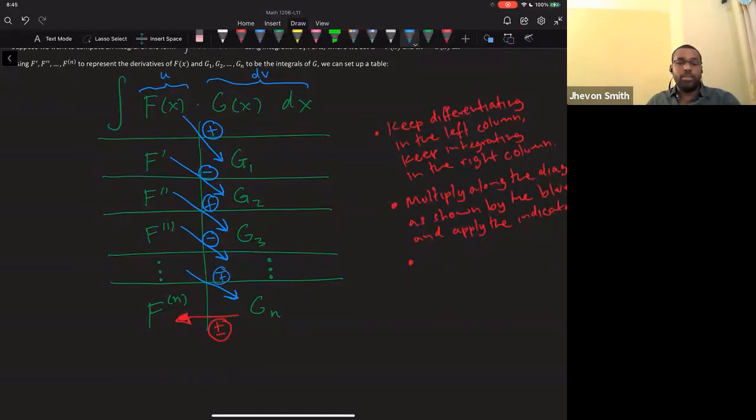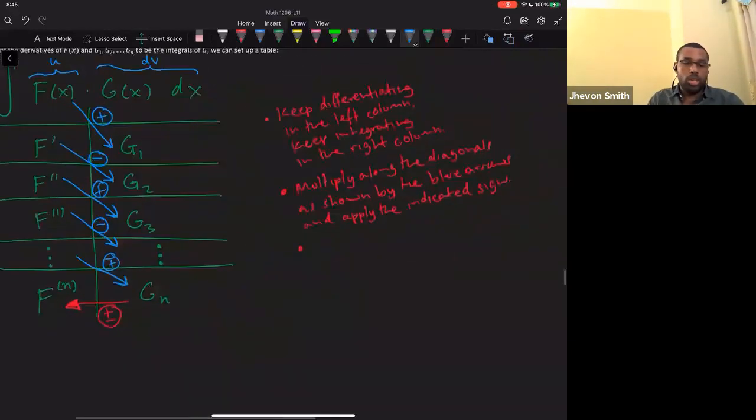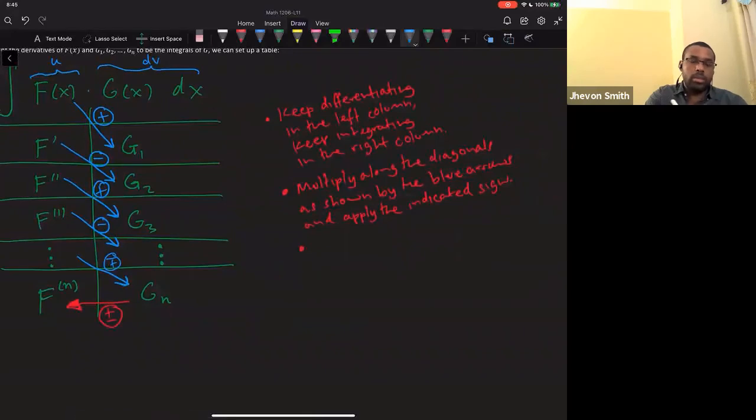And you have this pattern. And what you would do is, for the last red arrow, you will integrate the product.